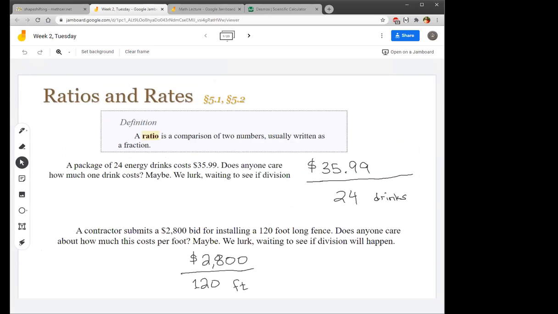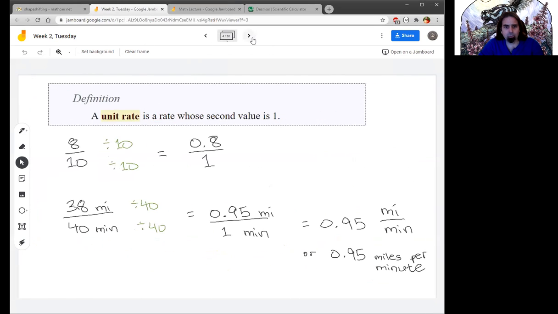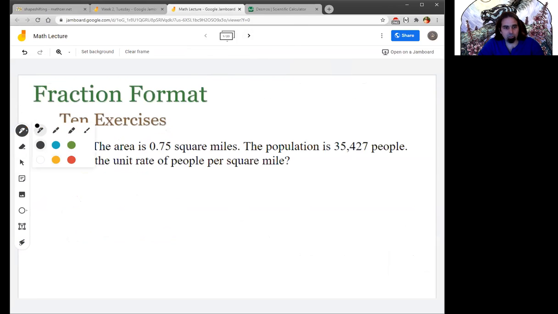I'm not sure. Let's go look at the lecture today. So a unit rate was, the second value was 1, and we got that by dividing everything by the bottom number. And the shortcut we discovered was we don't actually care about 40 divided by 40 or 10 divided by 10. That's always going to be 1. So we really are just doing the top divided by the bottom. So we did another one that was just top divided by bottom, and that's a unit rate. So it's just division.